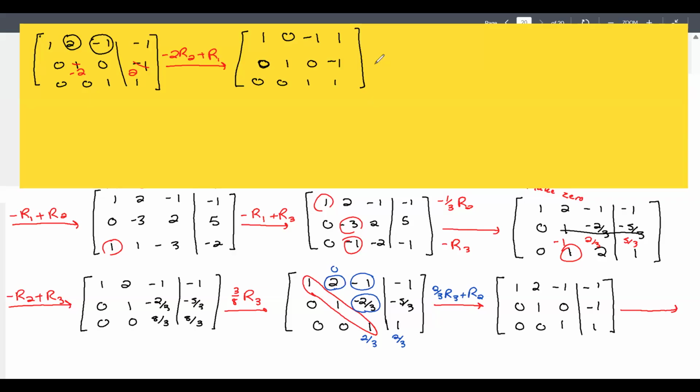So last little bit here is now we just need to get rid of -1. So all I have to do is just take R3 and add it to R1. So I do that. 0 plus 1 is 1. 0 plus 0 is 0. 1 plus 1 is 0. 1 plus -1 is 0. 1 plus 1 is 2.